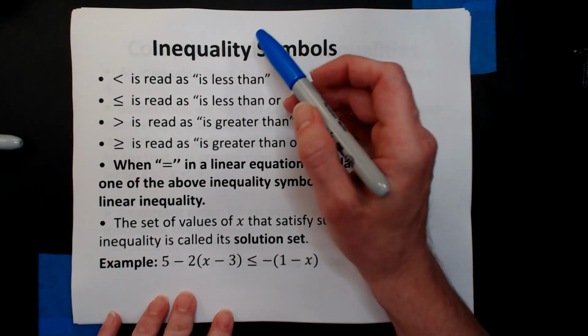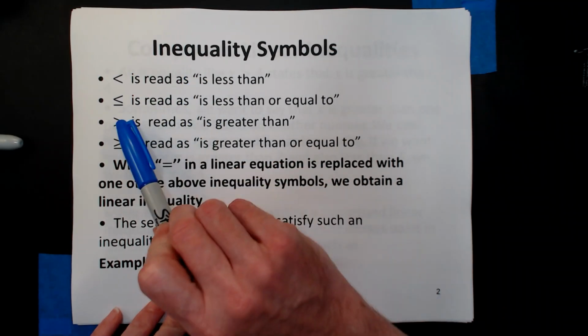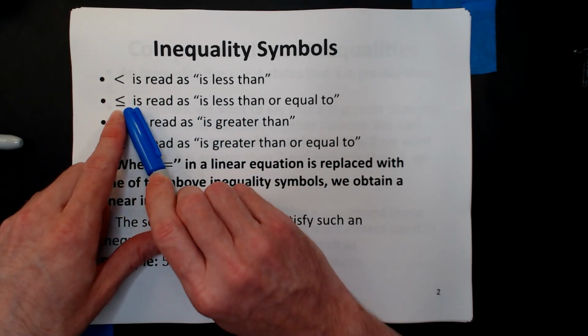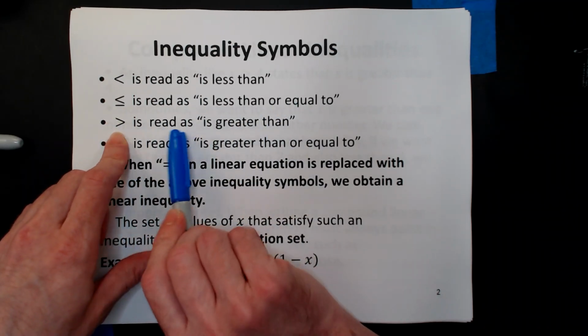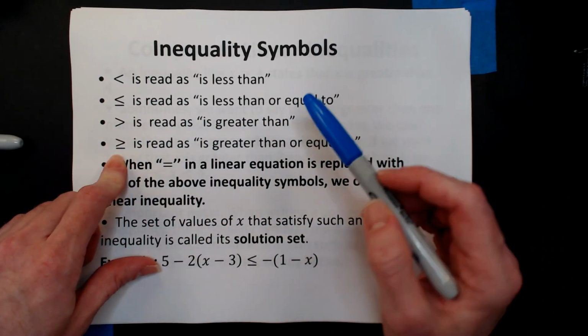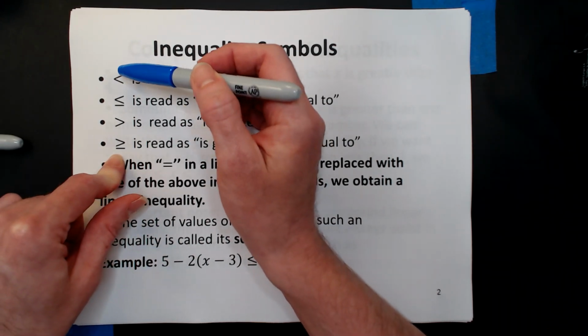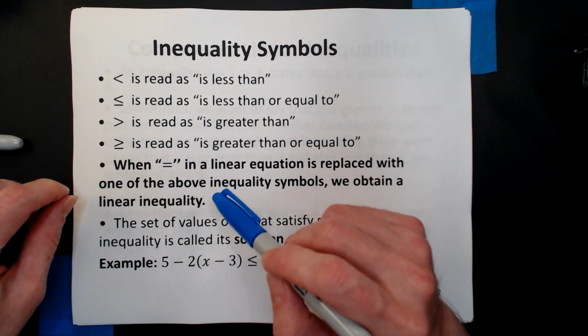Alright, inequality symbols. So here we have the following, where this symbol is read as less than, this is less than or equal to, this is greater than, and this is greater than or equal to. In other words, it always opens to the greatest number. I think I learned something like that in grade school. It wants to eat the larger number.